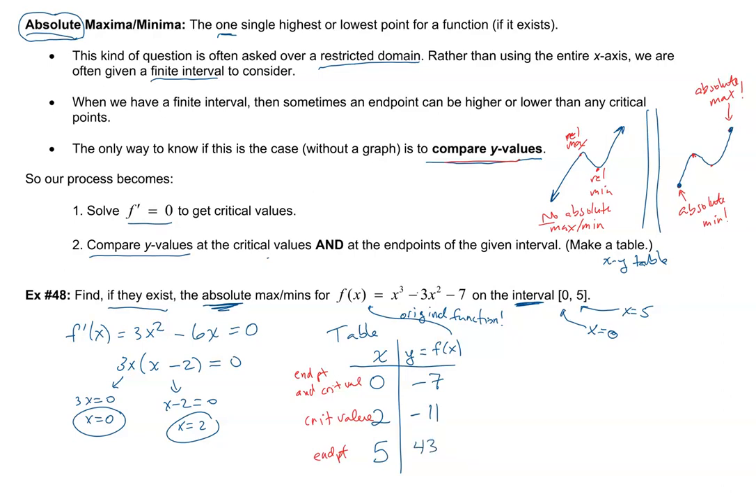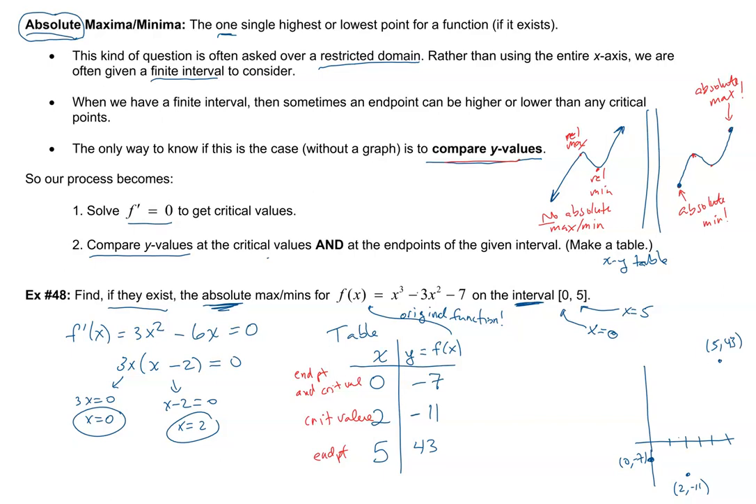So what we have here are 3 points, and you may be able to know what you're looking at just by looking at these numbers. But if it's not clear, let's make a quick graph. 0 is down here at -7. And then by the time we get to 2, we're down here at -11. And then by the time we get out to 5, we're way up at +43. So again, we're just getting the y coordinates.